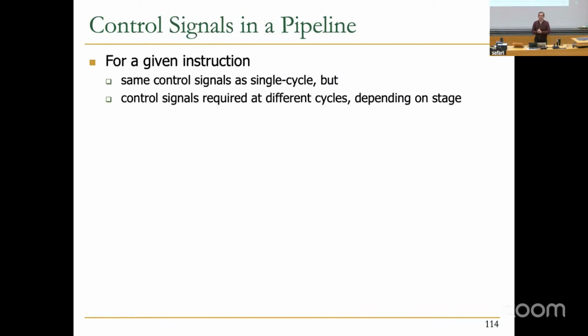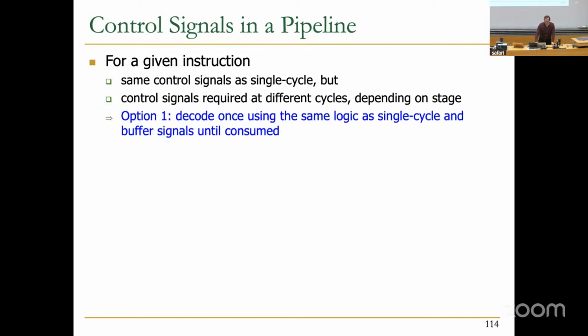So what do we do with control in a pipeline? For a given instruction, we have the same control signals as the single cycle processor that we designed earlier. But we don't use all of those control signals at the same time, because as a single cycle processor, you have a single cycle. You use all of those control signals. They're distributed everywhere at the same time. Here, control signals are required at different cycles, depending on the stage. So you have the same control signals for a given instruction, but you use them at different cycles. If the instruction is in the fetch stage, you use some control signals. If the instruction is in the decode stage, you use some other control signals. Make sense?